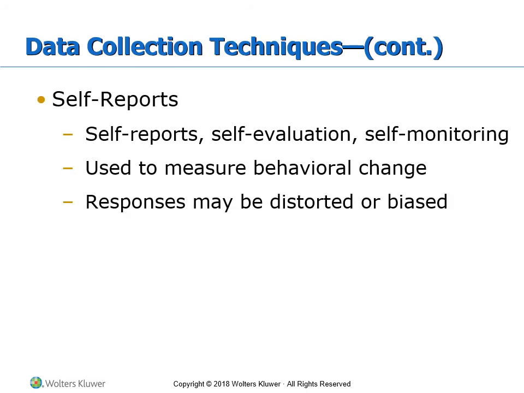We also have self-reports with things like self-evaluation and self-monitoring, and these can be used to measure behavior change, but responses may be distorted or biased. It depends on that individual's ability to give a non-biased judgment about themselves. Going back to our rating scales, it's very likely that people do have things to improve on, but are they able to have that accurate depiction of themselves?